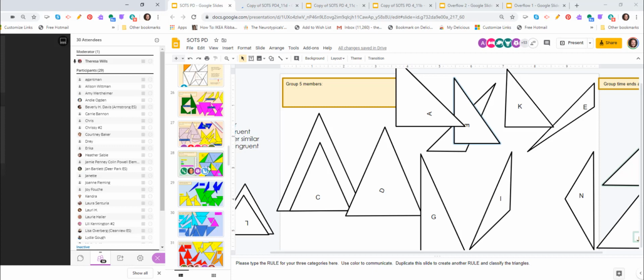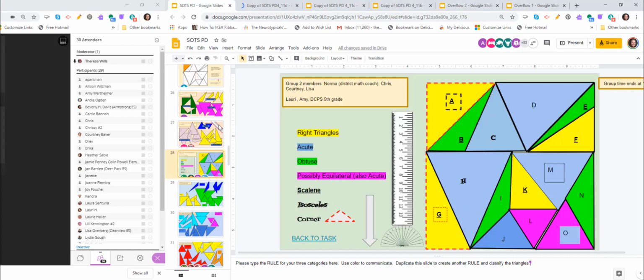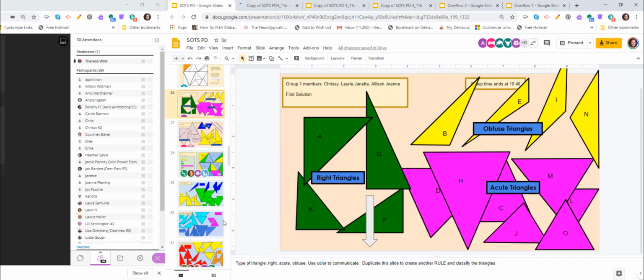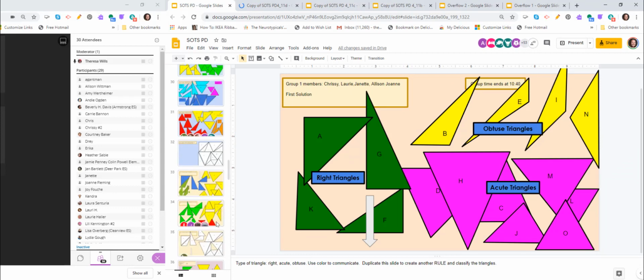So what I'm going to do next is model the 5 practices, which means kind of this step 0 is that I picked a rich enough exploration for you to have multiple entry points and multiple ways of solving it. I anticipated many, many different sorts and categories that I was looking for while I monitored. And when I monitored, I moved between the groups and between the slides so I could see what everyone was doing.